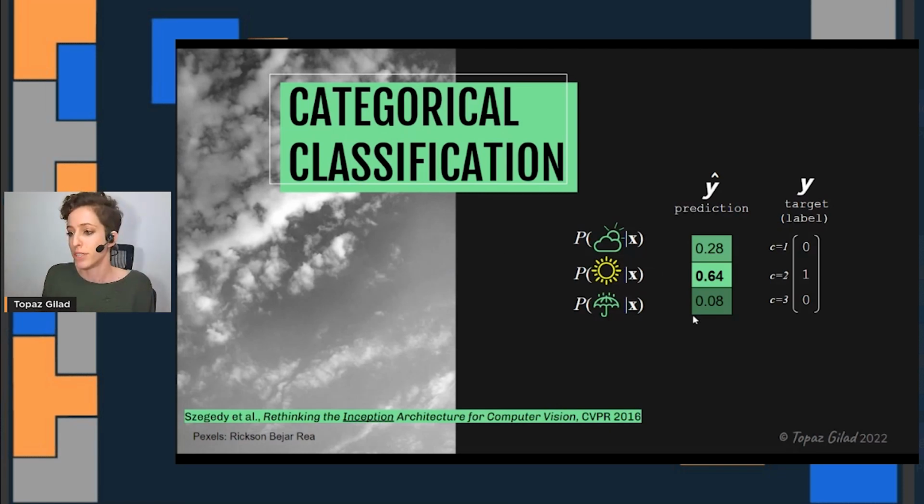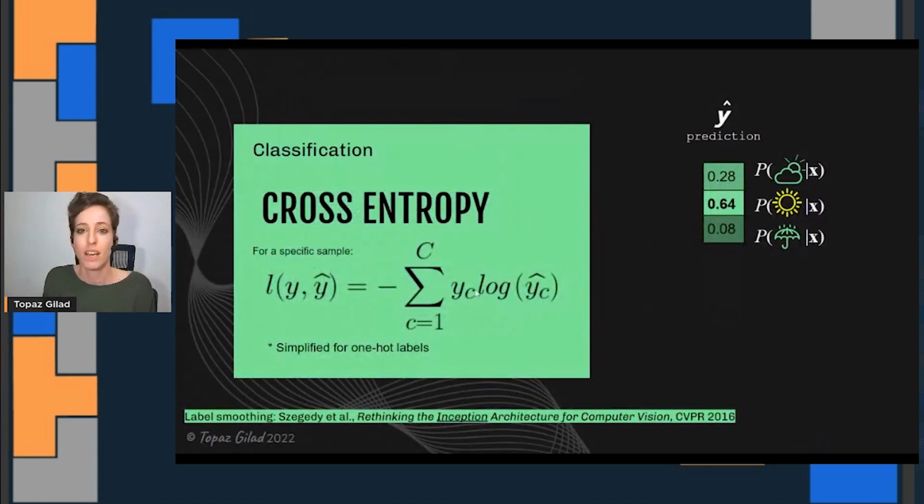But given that prediction, how do we measure how well we are doing? Because we actually asked the network to learn that this should be a 100% prediction, not only 64. So the most common categorical loss is the cross entropy loss, which I'm sure many of you have used many times. Now let's take a deeper look.